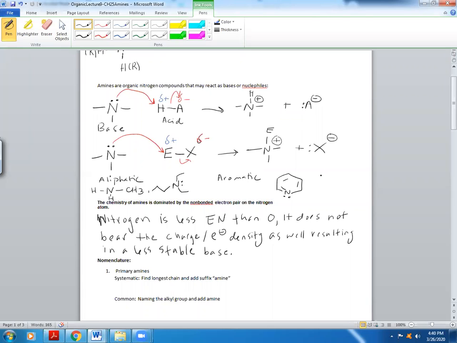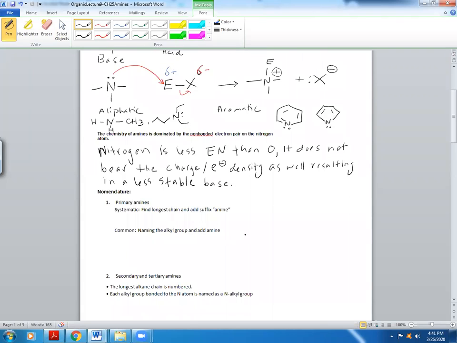Pyrrole, as far as I can remember. These are the most common ones. You have aniline, so on and so forth. So again, you have plenty of aromatic amines. So let's go down to the nomenclature.